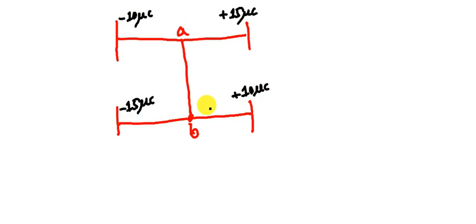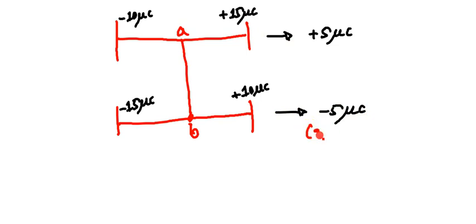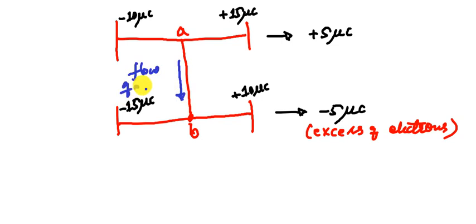So only these plates I have written. The net charge here is plus 5 microcoulomb, and the net charge here is minus 5 microcoulomb. This means there is an excess of electrons in the bottom, okay. Excess of electrons are here. So electrons would flow, right? So when you connect the switch, electrons will flow in this direction. So the flow of electrons happens in this direction.